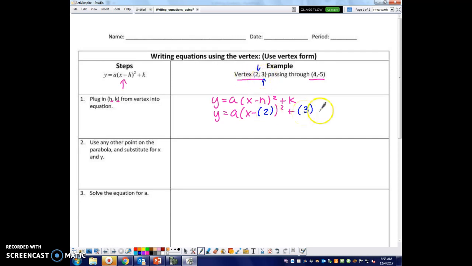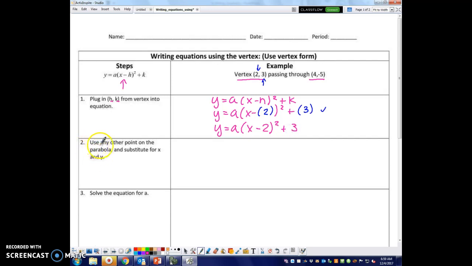If you see it, put a check mark right here. Okay, that's all we did. If you don't see it, you need to raise your hand so I can explain it to you. Don't move on till you understand it. Okay, so we've plugged that in. Let's rewrite it so that it looks pretty. So y equals a(x minus 2) squared plus 3. All right, that's where we're at.